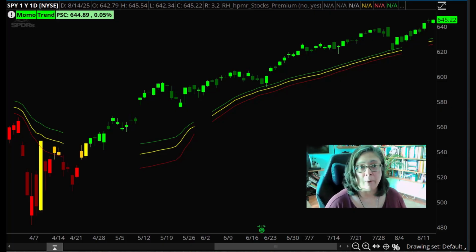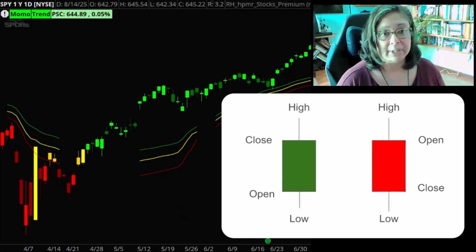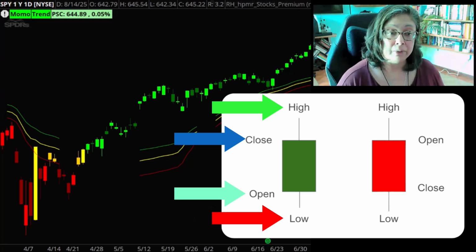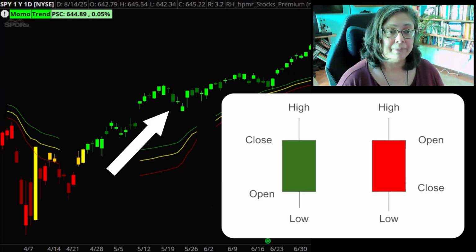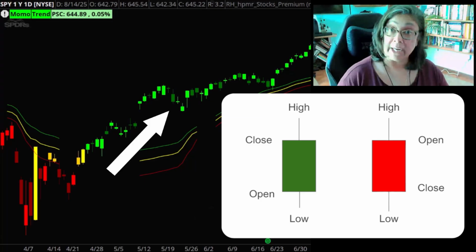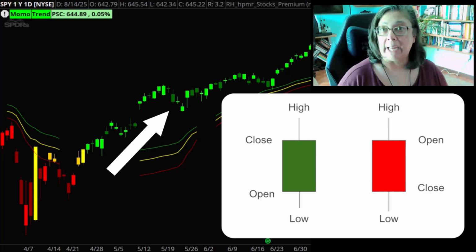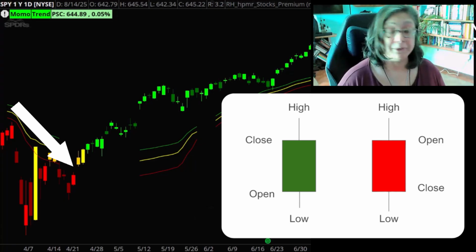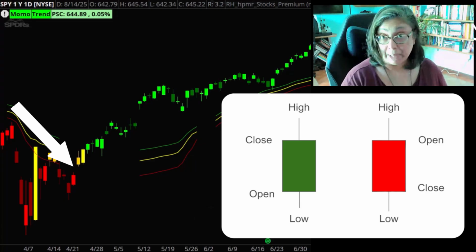So let's first talk about what a candlestick is. And you'll see this is a daily chart, and every candle will look a little something like this. Right? There is a high, there is a low, there is an open, and there is a close. Now, if the candle moves up throughout the session, typically the candle will be colored green, or it'll be a hollowed out candle.